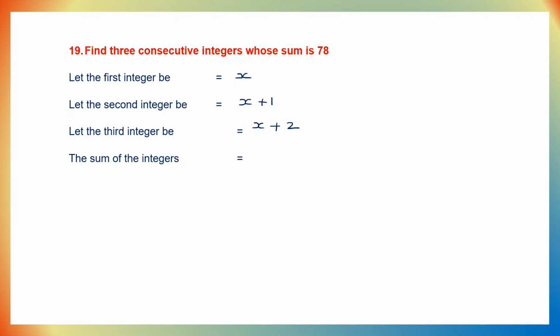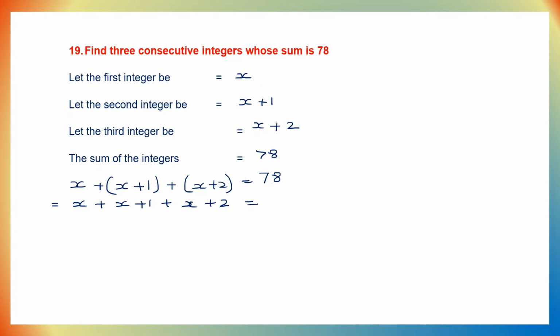Then the sum of the integers is 78. That means when I add up the first, second and third integers, I will get 78. So let's work that out. x plus (x plus 1) plus (x plus 2) equals 78. Now let's open our brackets. So this is x plus 1 plus x plus 2, which is equal to 78.